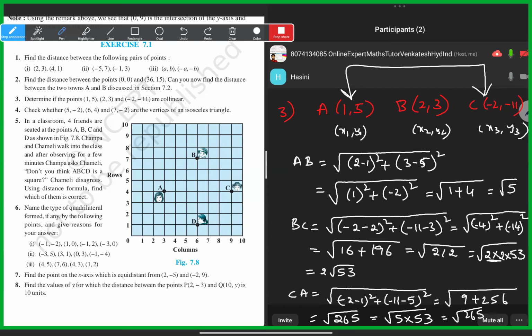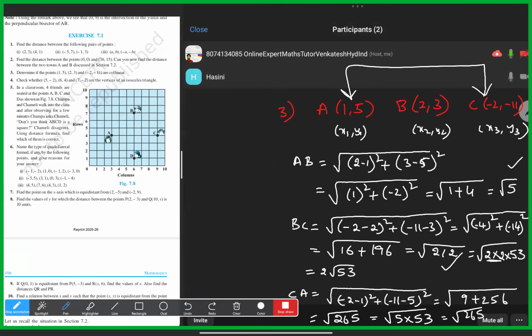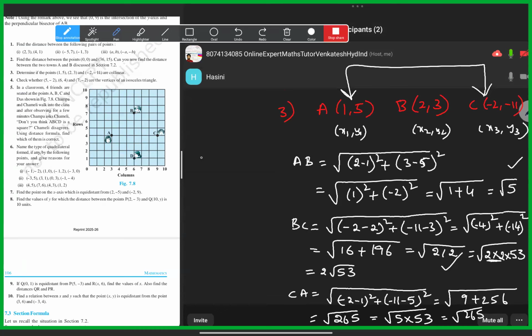So now, Hasni, we will check here out of these three distances, root 5 and root 212 are smaller than root 265, no? Yes, sir. So if we add those two smaller distances, if we get the bigger distance, then they are collinear, Hasni. Otherwise, they are not collinear. So here three distances I got: AB is root 5, BC I got as 2 root 53, and CA I got it as root 265.